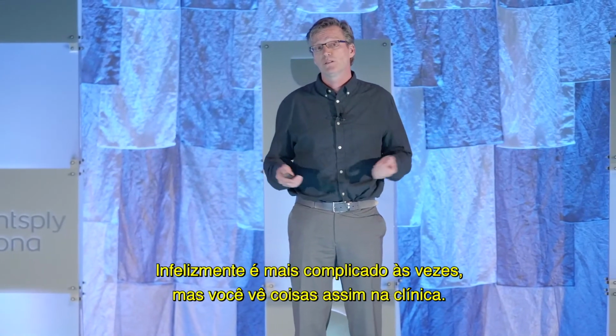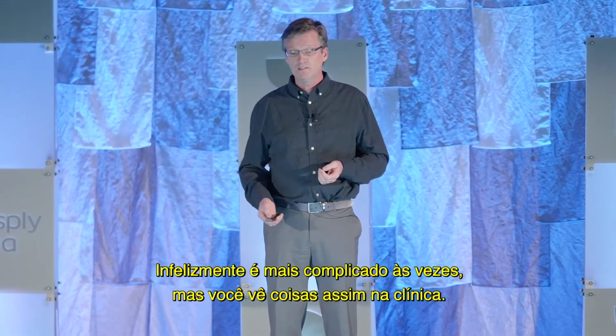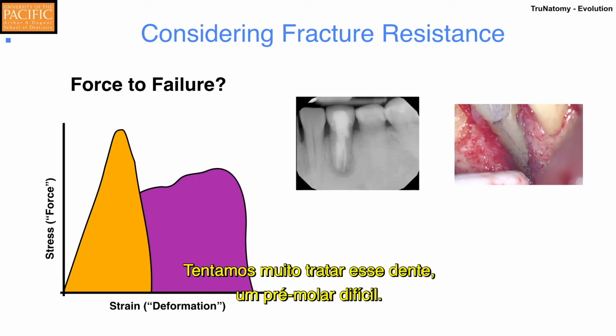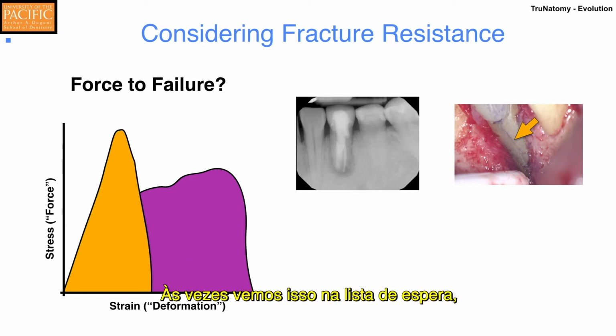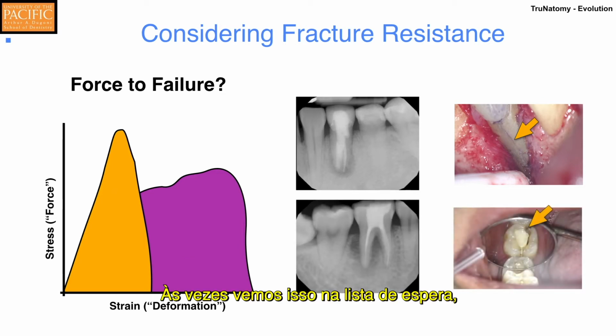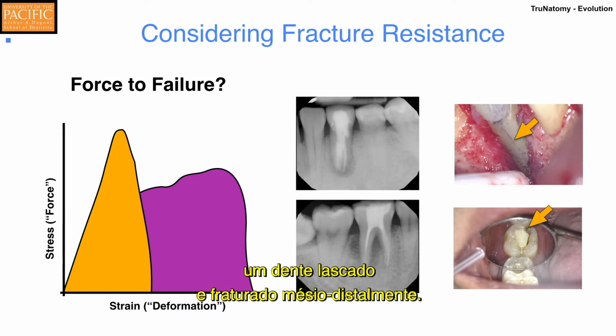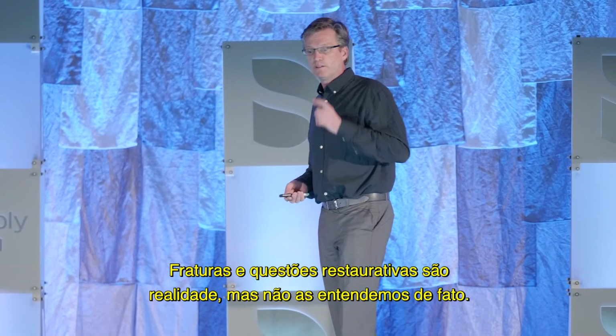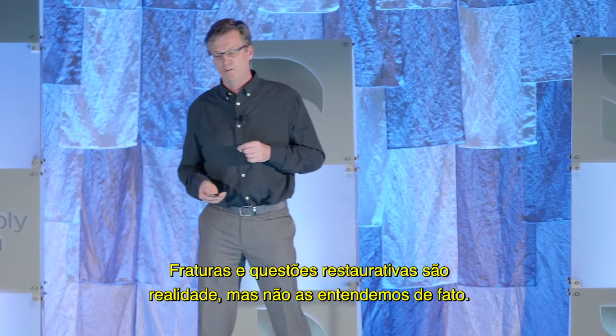That's unfortunately sometimes a little bit more complicated, but the easy thing is in the clinic we see things like those that are unfortunate after we tried very hard to retreat this tooth, which was a difficult premolar, or sometimes a patient like this is on the wait list and has a tooth cracked and mesiodistal fracture lines occur. So fractures and restorative issues are a reality. There's no doubt about it. We just don't understand them correctly.